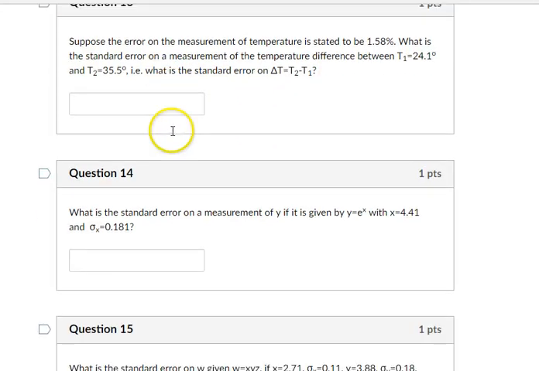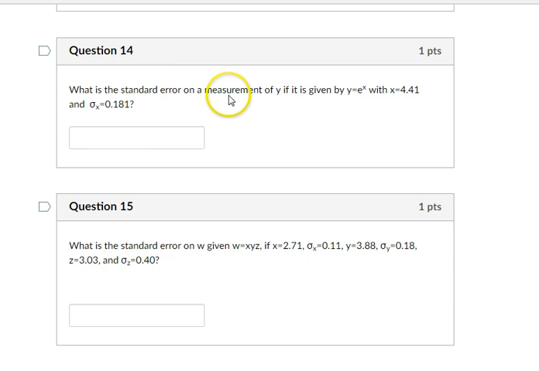What is the standard error on a measurement of y if y equals e to the x? Well, partial y, partial x is e to the x. So you're just going to multiply e to the x times sigma x. And this makes complete sense. As you go out in an exponential function, a small variance in x starts creating a larger and larger variance in y. So the error on y grows exponentially.